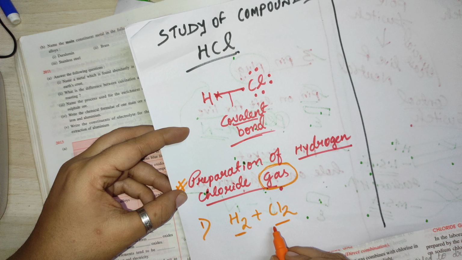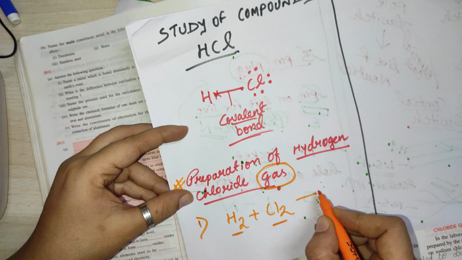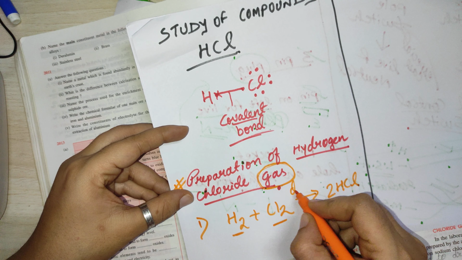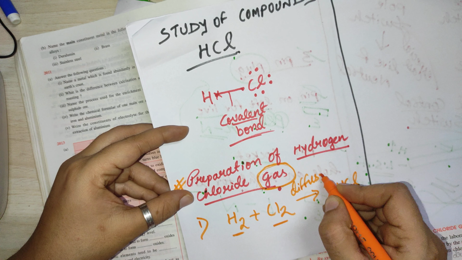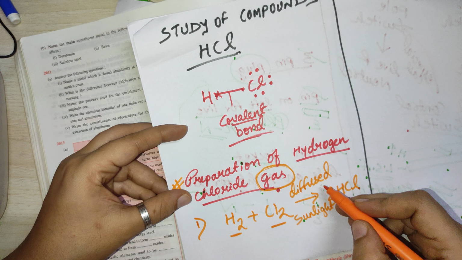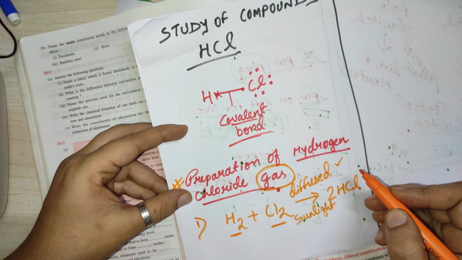Directly we are combining the respective molecules. Then what we will get is 2 molecules of HCl. And what is the condition required here? Here we require diffused sunlight. Okay, this diffused sunlight is favorable.